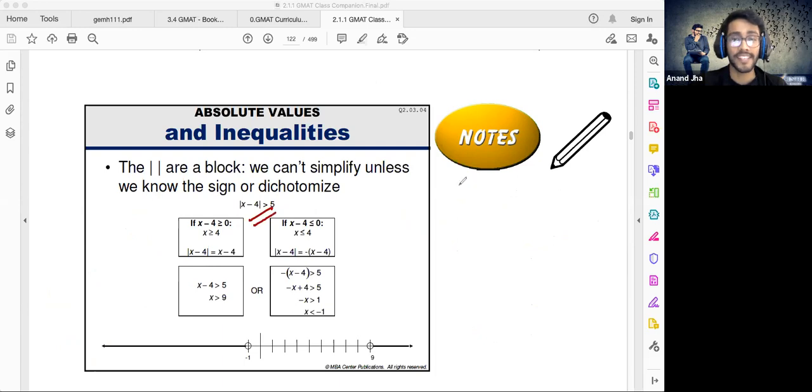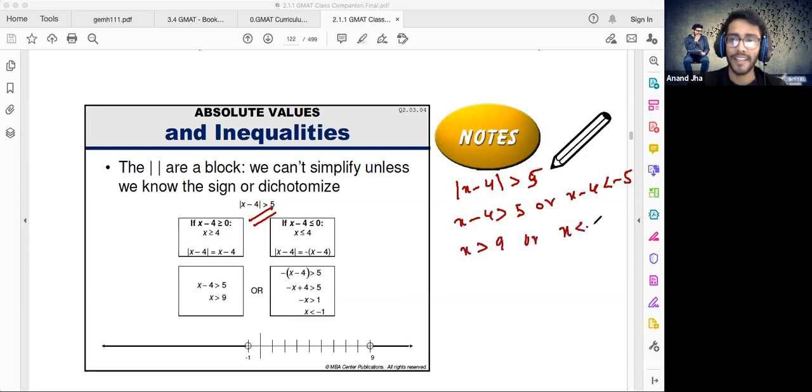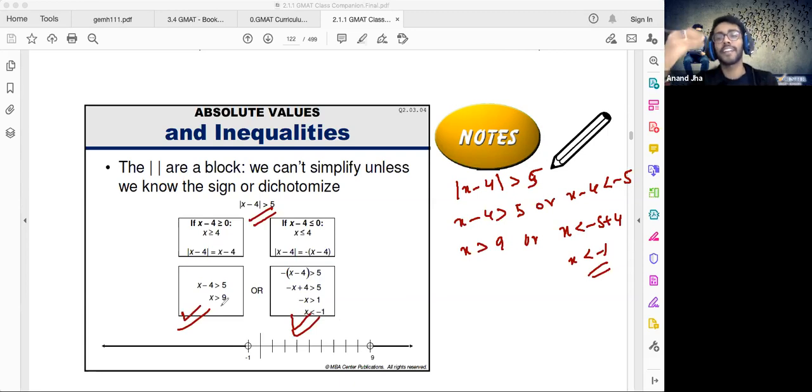This is the case of mod x greater than a. What did I say just now? So x greater than a or x less than minus a. Right? So x greater than 5 plus 4, which is 9, or x less than minus 5 plus 4, which is minus 1. See, both cases you have to take. Either you take any number greater than 9 or any number less than minus 1, your inequality will be true. You can check also. Take any number greater than 9, say 10. 10 minus 4 is 6. 6 is greater than 5. Take any number less than minus 1.